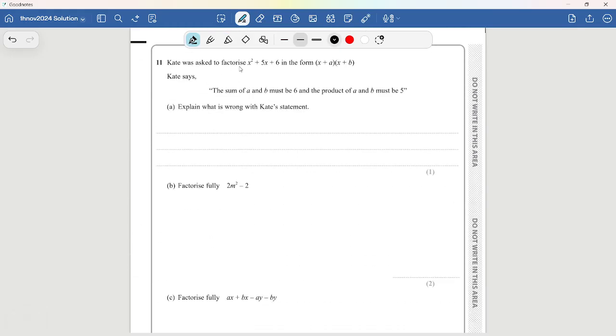Kate was asked to factorize x squared plus 5x plus 6 in the form (x plus a) times (x plus b). So this is like the factored form of this expression. Kate says the sum of a and b must be 6 and the product of a and b must be 5. Explain what is wrong with Kate's statement.